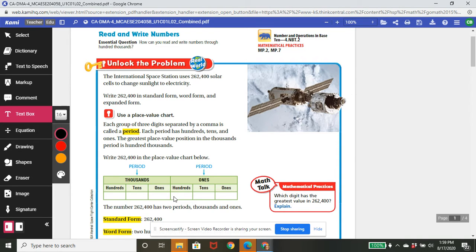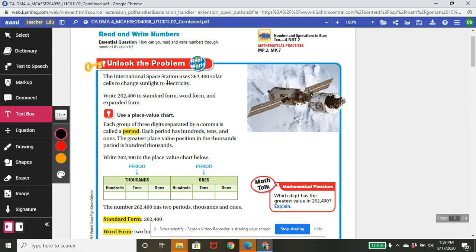It changes its value. So today we're going to talk about how we read those numbers, how we say them, and how we can write them. And there's different ways to write them out. Okay? So our essential question is, how can you read and write numbers through hundred thousands? Okay, let's take a look at this problem.